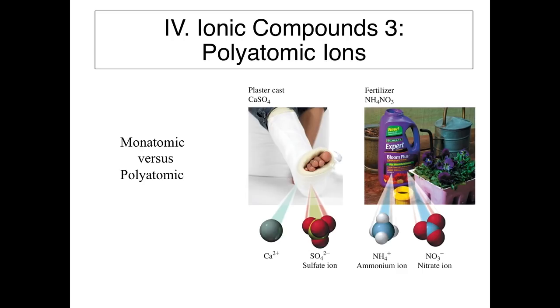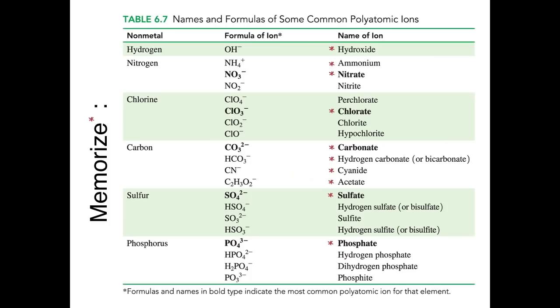Both of these are polyatomic ions. There are many polyatomic ions, and here's a list of them. Highlighted in red asterisks are the ones that I asked that you memorize for this class. You need to memorize its name, its formula, and its charge. For example, the first one, hydroxide.